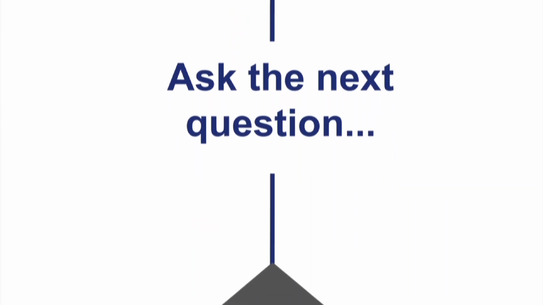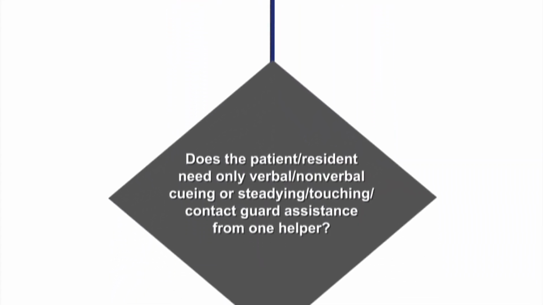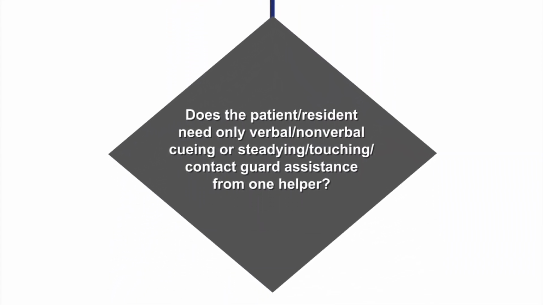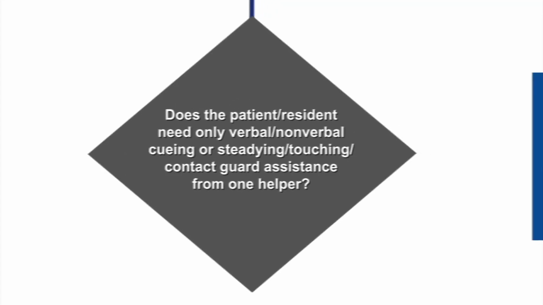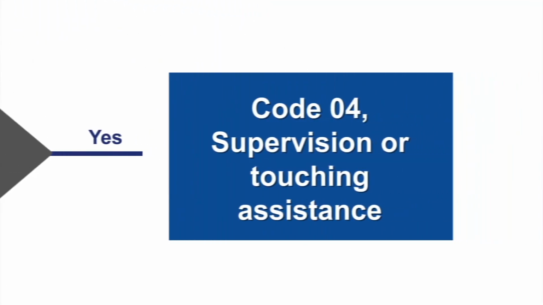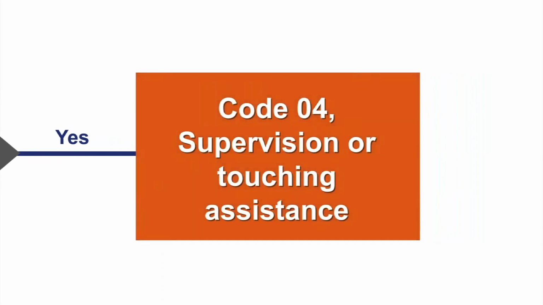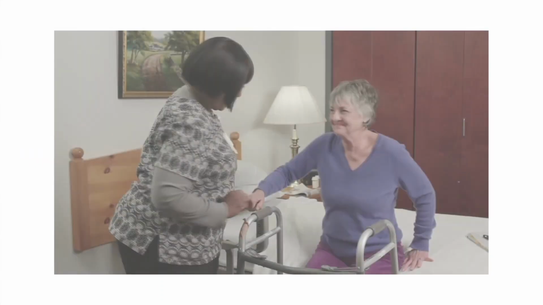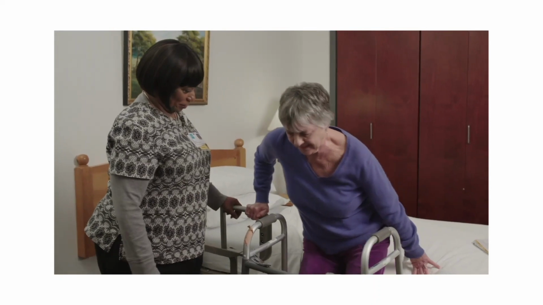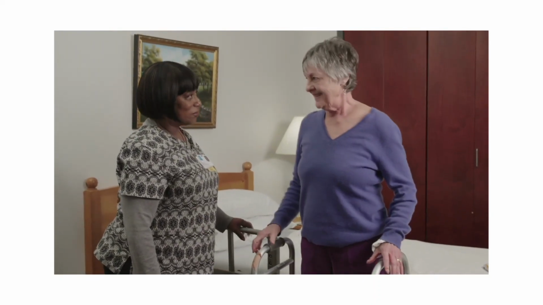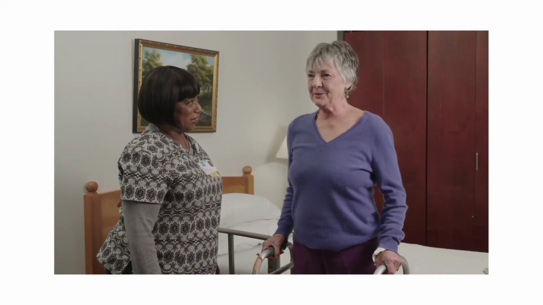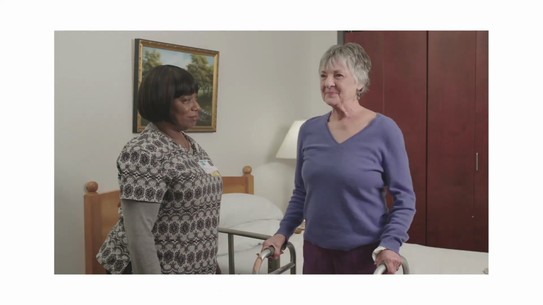The third question in the decision tree asks, does the patient or resident need only verbal or nonverbal cueing, or steadying, touching, or contact guard assistance from one helper? If the answer to this question is yes, the correct code for this patient or resident is 04, supervision or touching assistance. Let's review an example of the same patient, Mrs. Jones, completing the sit-to-stand activity, but this time with supervision or touching assistance.